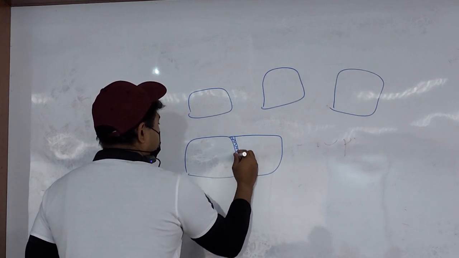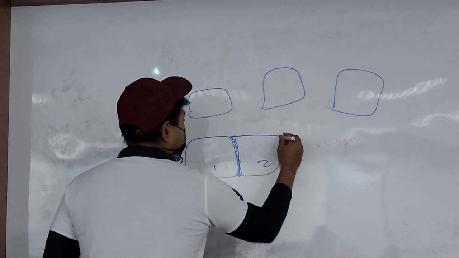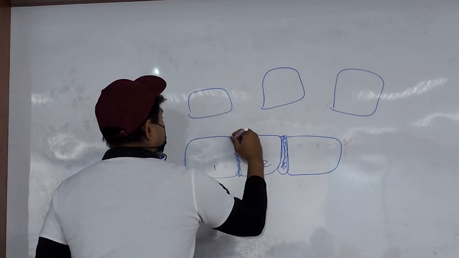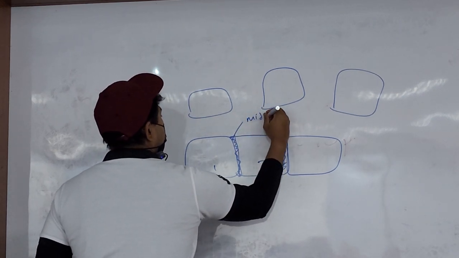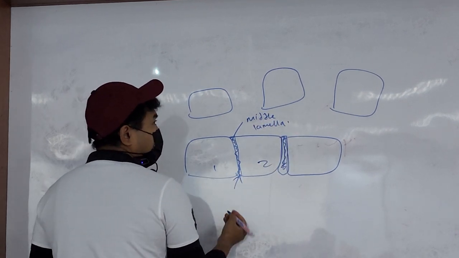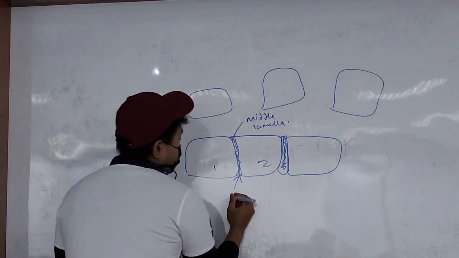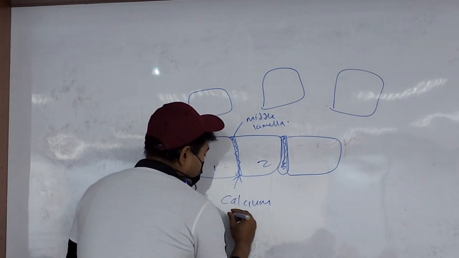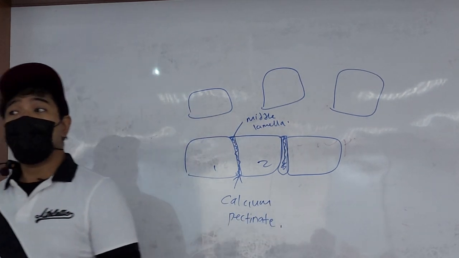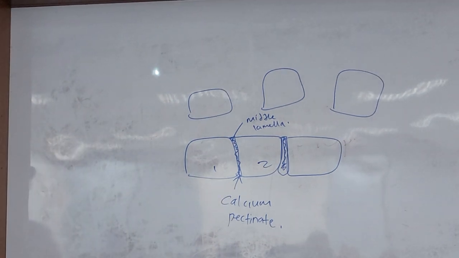Okay. So cell 1, cell 2, cell 3. You see this thing in the middle? It's called the middle lamella. And guess what? This component is mainly, what's the name of that thing? Calcium pectate. And this is why plants need calcium. Without calcium, the cell walls are going to detach from each other. There is no glue to hold them together.